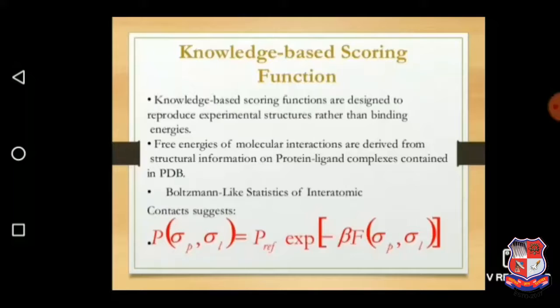Knowledge-based scoring functions are designed to reproduce the experimental structures rather than binding energies. Free energies of the molecular interactions are derived from structural information on protein-ligand complexes contained in the PDB, the Protein Data Bank. Boltzmann-like statistics of the atomic context suggest this general formula, where beta is equal to the Boltzmann constant. That constant influences the binding affinity indicated in this equation.